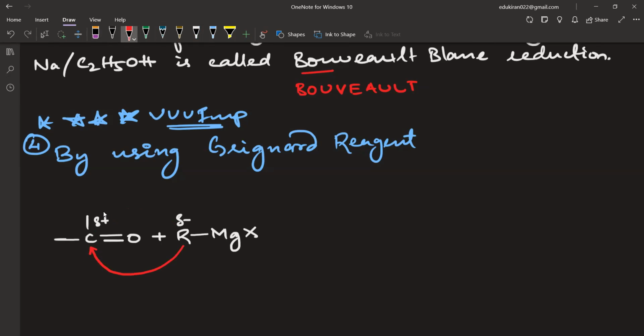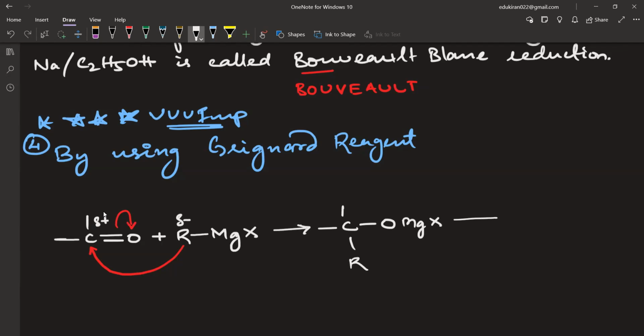Now, as soon as this R will attack, what is going to happen? Carbon is going to form five bonds, but carbon cannot form 5 bonds. That is why it is going to break the CO pi bond. You have something like this. And further, these bonds are intact. Carbon and oxygen pi bond is broken, and R group is now attached on the carbon atom. And now this oxygen is having what?